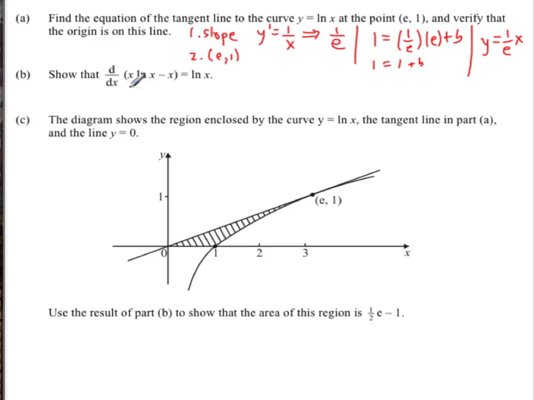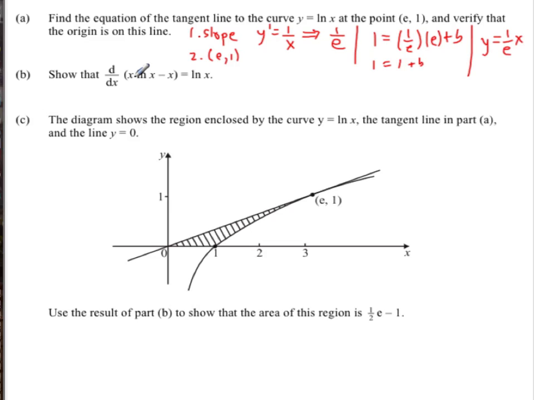So the second one says show that the derivative of this function with respect to x is ln x. You are not allowed to assume that you know ln x, but you're just taking the derivative of this, and it should be ln x.